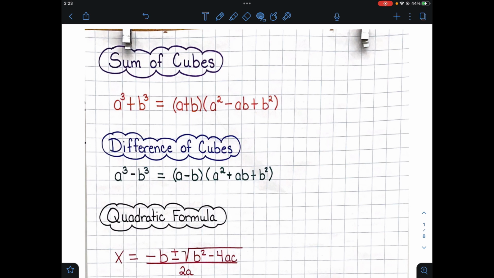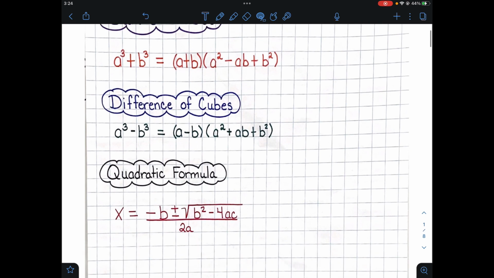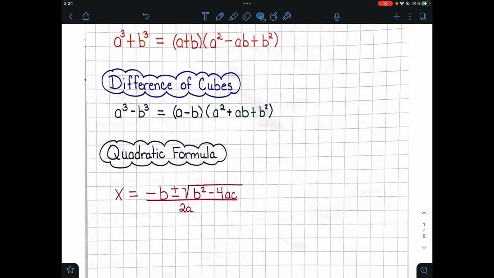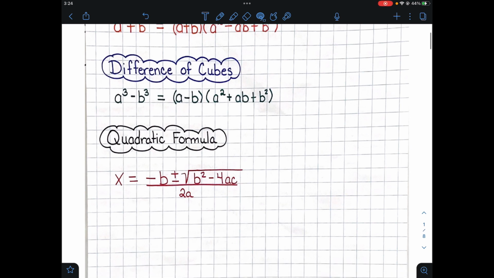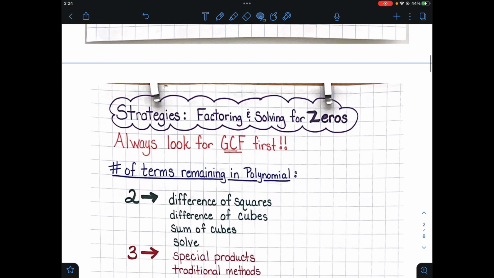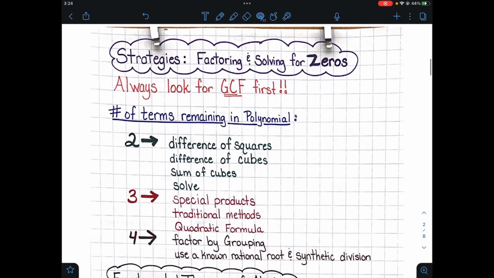You need to know the sum of cubes formula, the difference of cubes, these things you should have seen before, and of course the quadratic formula, because you will be using these things in solving some of today's problems. The other thing that you should have copied were some strategies for factoring and solving for zeros.